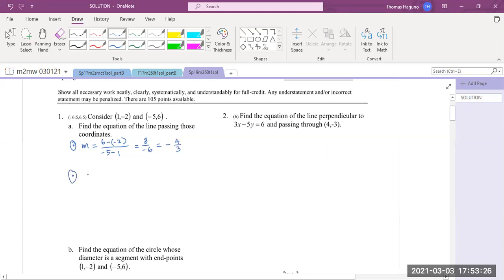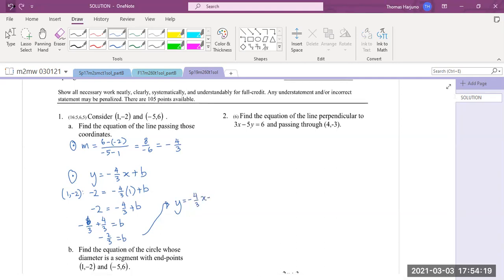So the equation of the line must be y equals negative 4/3 x plus a constant. Then I use either one of the coordinates. I will use the first coordinate. So y is negative 2, x is, I'm sorry, positive 1. And we will solve for b. Negative 2 equals negative 4/3 plus b. So negative 6 over 3, that's for my negative 2, plus 4/3 equals b, that's negative 2/3. Therefore, the equation of the line is y equals negative 4/3 x minus 2/3. Part B.